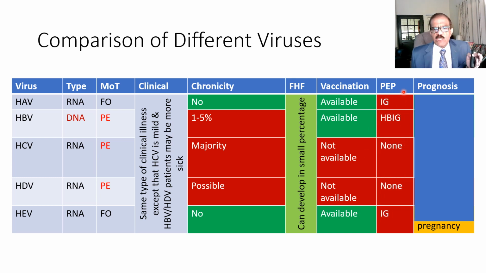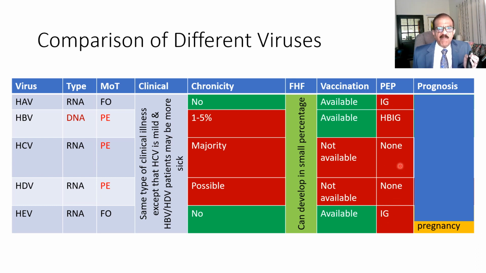Then post-exposure prophylaxis. Now, what is that? If somebody has been exposed, you know that somebody was suffering from any of these viruses, another person has been exposed, and you want to prevent the occurrence of disease. The virus has already gone to that person, but you want to prevent the occurrence of the disease. That is possible. In hepatitis A, just non-specific human immunoglobulin can be given, because normal immunoglobulin has activity against hepatitis A virus.